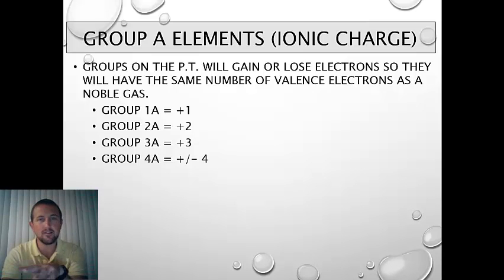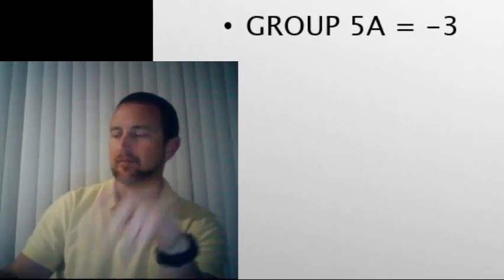Group 4A is a little bit different. We'll specify what's going on there with plus or minus 4. Some funny stuff's going on. Group 5A, they form a negative 3 charge. How do you get that negative 3 charge? Well, let's take a look.